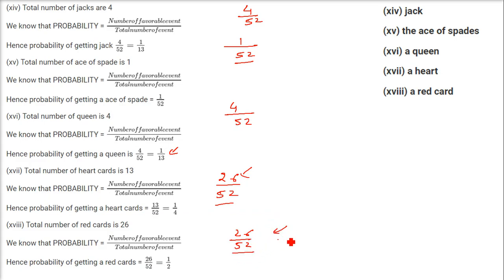So we'll stop it for now, and we'll take up the rest of this exercise next, because there are many questions in this exercise, around 60 plus questions.